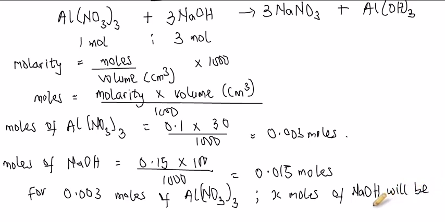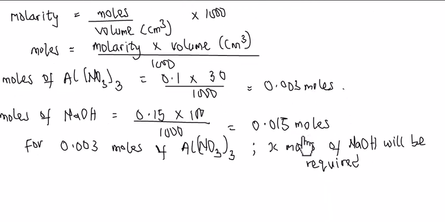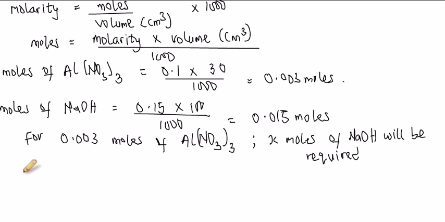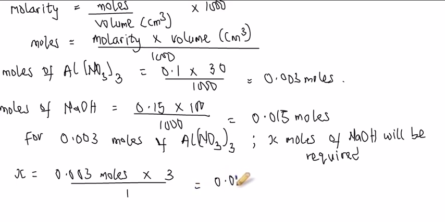Let's do that here. Okay, so what is X? We want to determine X now. So to get X, multiplying indirectly, X will be equal to 0.003 moles multiplied by 3 divided by 1. This is the ratio in which they are combining. And this equals 0.009 moles.